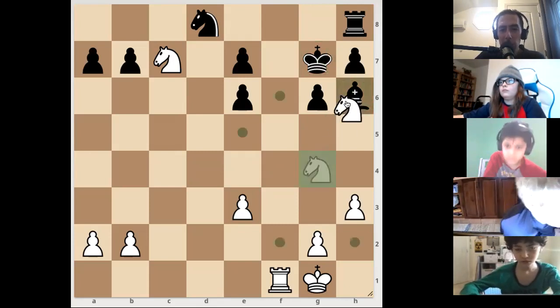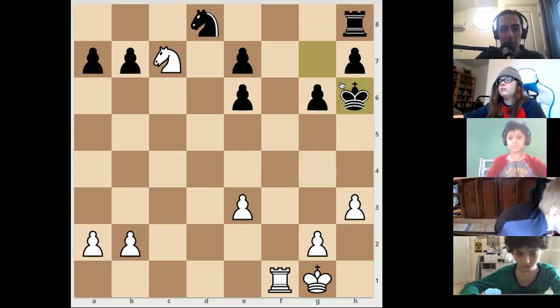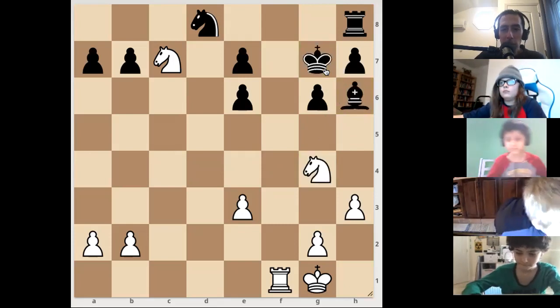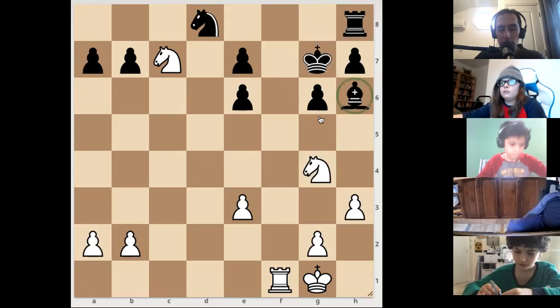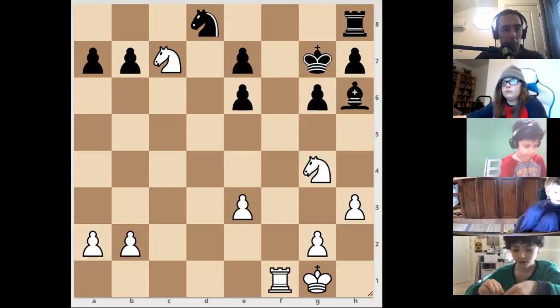So if we trade the bishop for the knight, who do you think that helps, black or white? Helps black. Yeah, so we don't want to trade our well-placed knight on g4 for the bishop on h6. You don't want to do that. So what's a better move? Give me a better move.